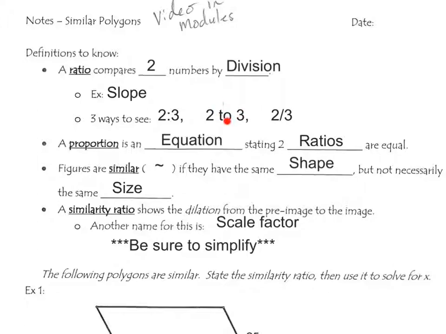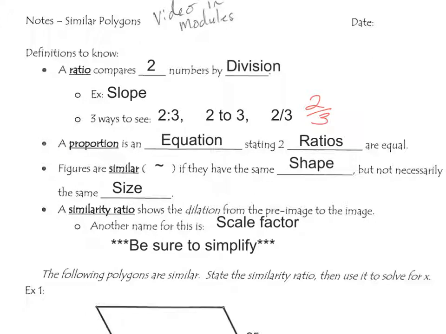They can use the word "to," or they can write it as a fraction, 2 over 3. And it might actually look like 2 over 3 vertically as well. Okay? So that's how we're going to see them most of the time for this class. We're going to see them as fractions.